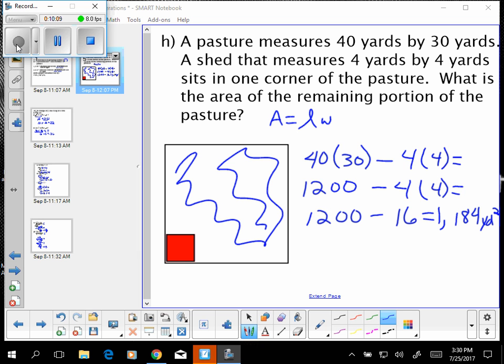Now, one of the ways to write it is that way. Otherwise, you use an SQ and then a YD.